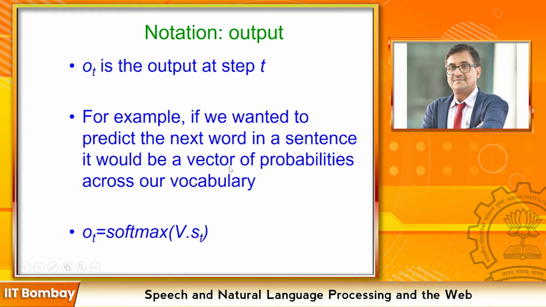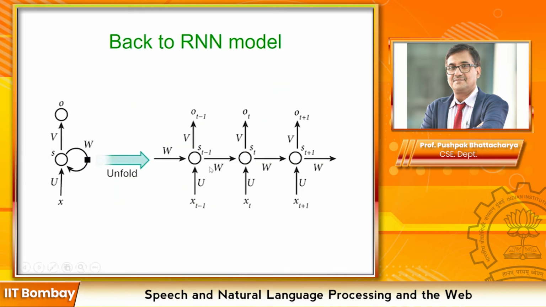Now, the notation continues. O_t is the output at step t. For example, if we wanted to predict the next word in a sentence, it would be a vector of probabilities across our vocabulary. And O_t is softmax of V into S_t. So you can see from the diagram that O_t is a product of V into S_t.